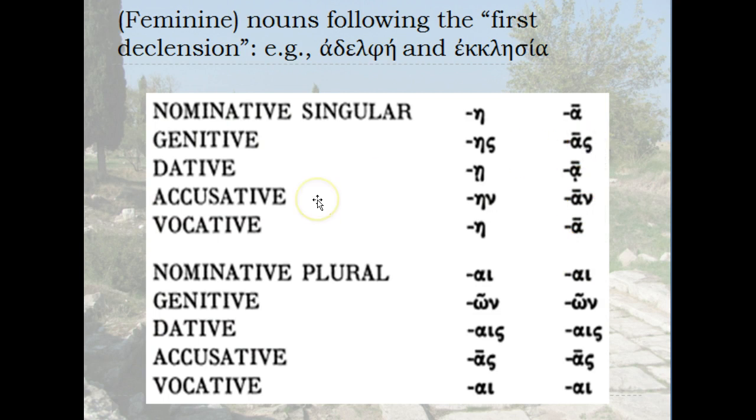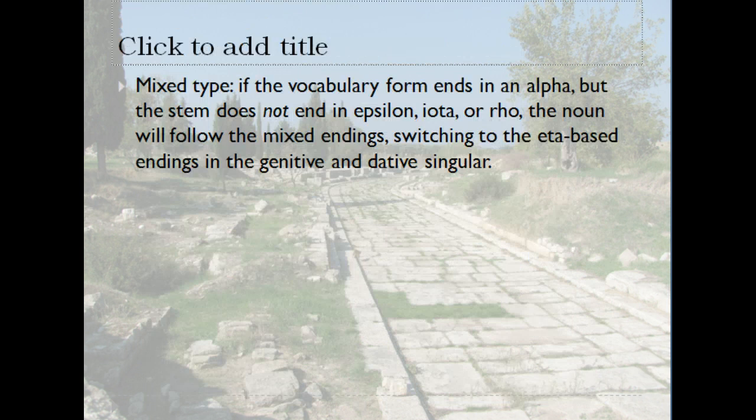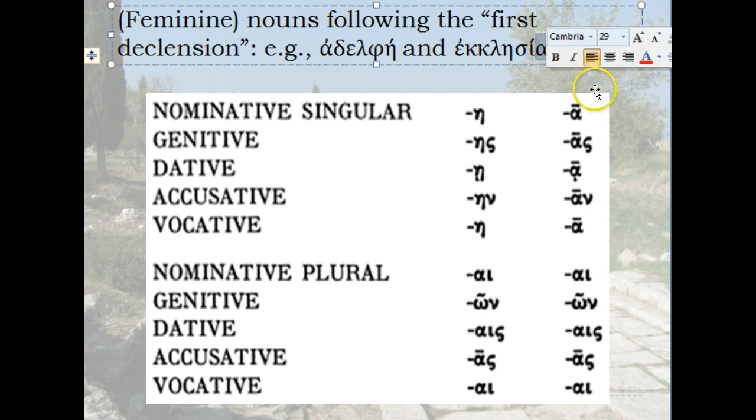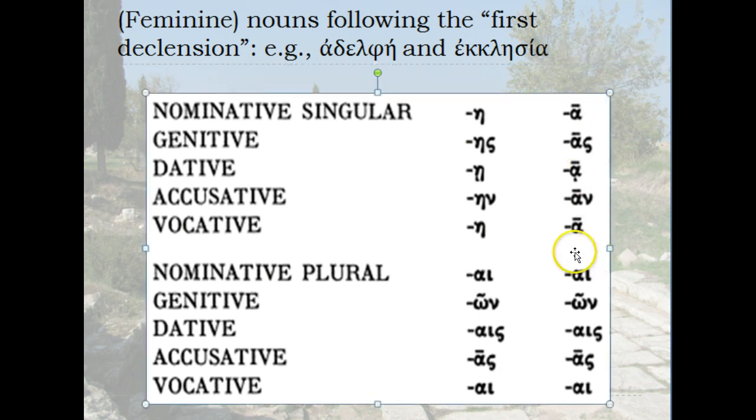Now, there is one bit of a snag in that there is also a mixed type in the first declension. That is to say, there are words that you'll encounter in the vocabulary, for example, that end in alpha, but are not consistently going to follow the alpha pattern. Instead, they will start off with the alpha for the nominative, but then they'll flip to the eta-sigma genitive ending, the eta with an iota subscript dative ending, and then they'll flip back to the alpha-based endings.